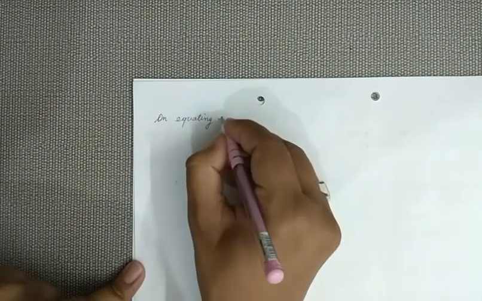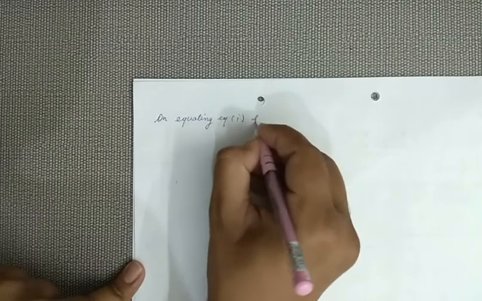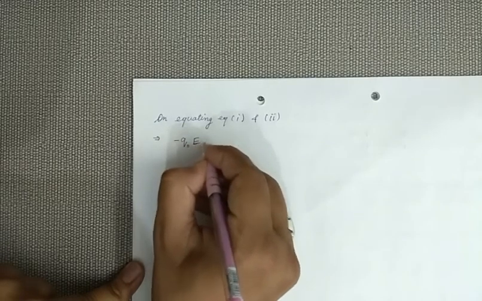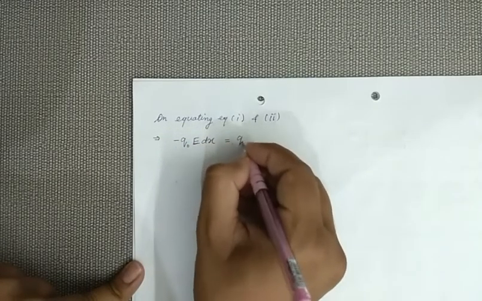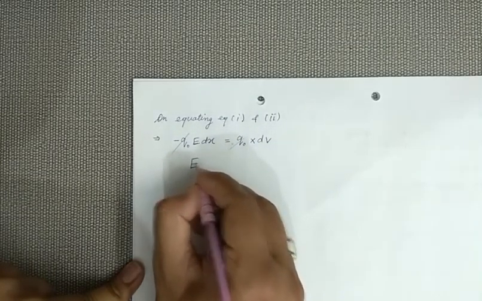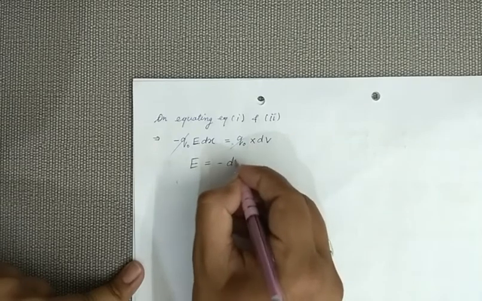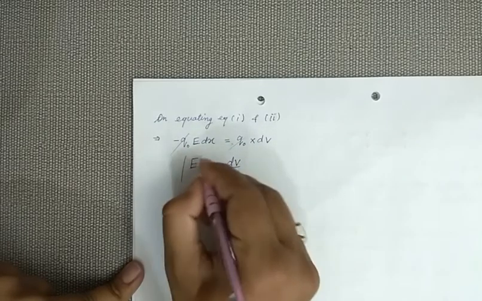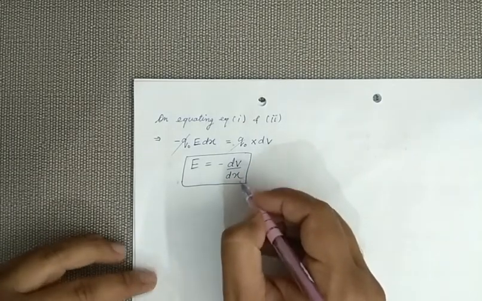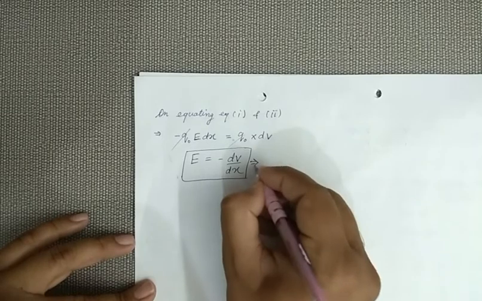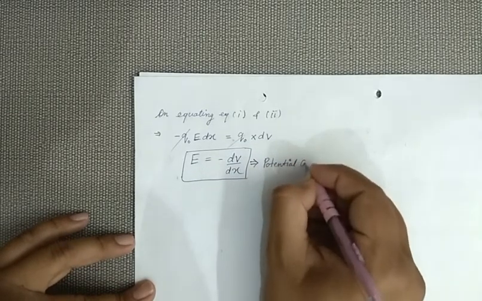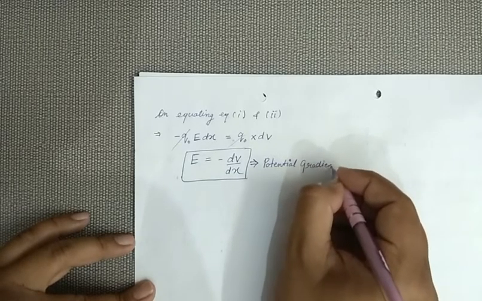So on equating the first and second equations, minus q naught times E dx equals q naught times dV. Q naught and q naught cancel out. So your electric field is minus dV by dx. So this is potential per unit length. This term is known as potential gradient. Try to remember this term, potential gradient, that is potential upon length.